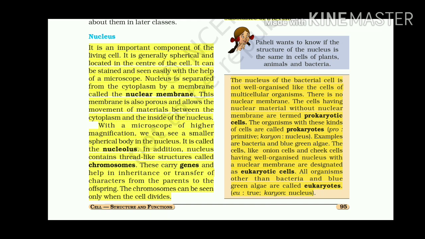With a microscope of higher magnification, we can see a smaller sphere in the nucleus. It is called the nucleolus. In addition, the nucleus contains thread-like structures called chromosomes. These carry genes and help in inheritance, the transfer of characters from the parent to the offspring. The chromosomes can be seen only when the cell divides.